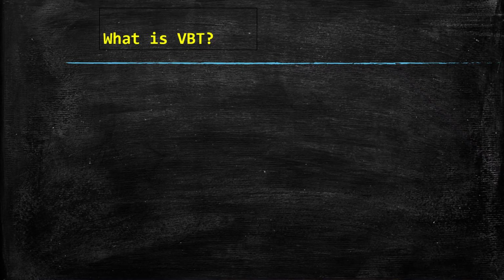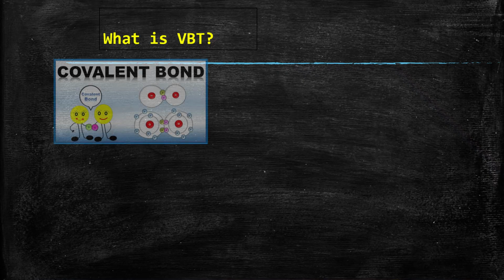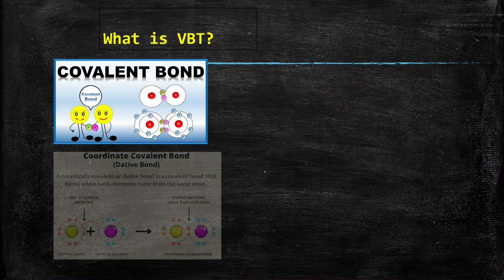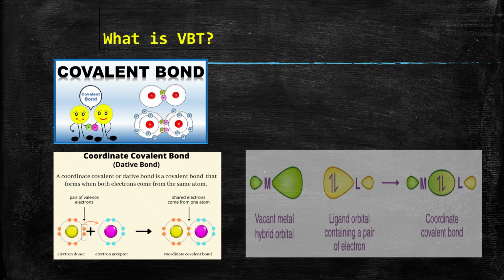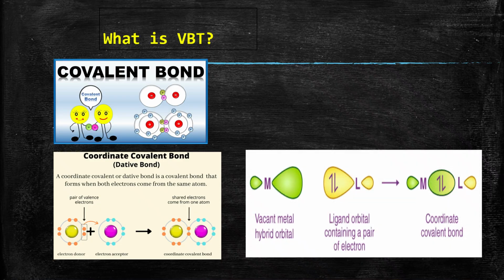In a covalent bond, two atoms share a pair of electrons. But in a coordination covalent bond, only one atom provides the pair of electrons, and this pair is shared between the two atoms. This is called a coordination covalent bond. Based on this coordination covalent bond, valency bond theory was developed by Linus Pauling.